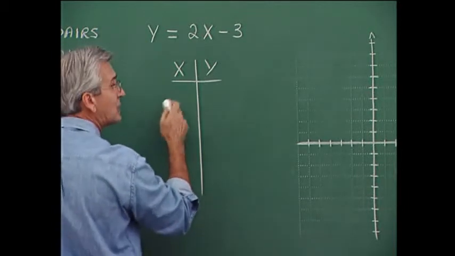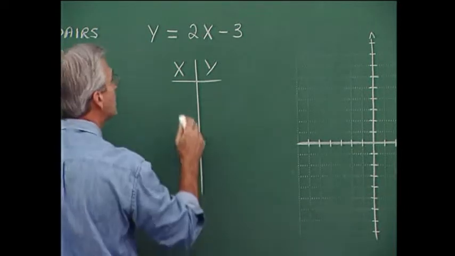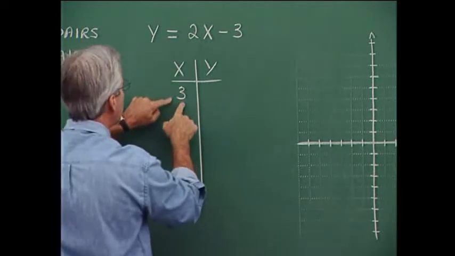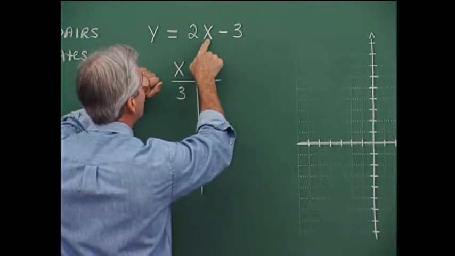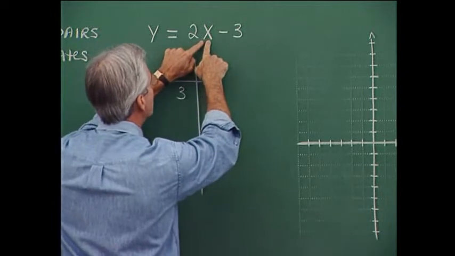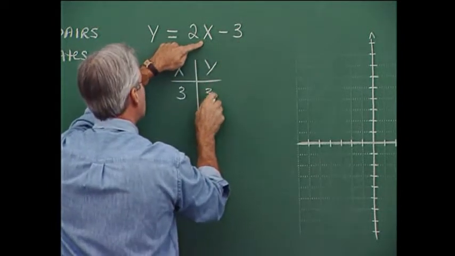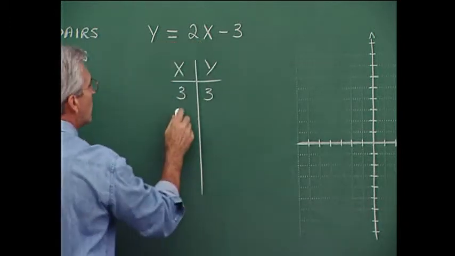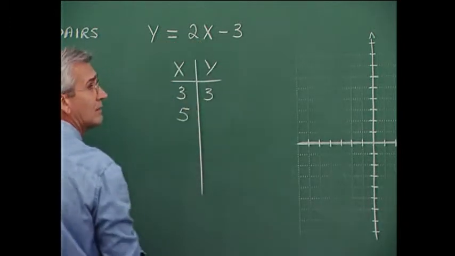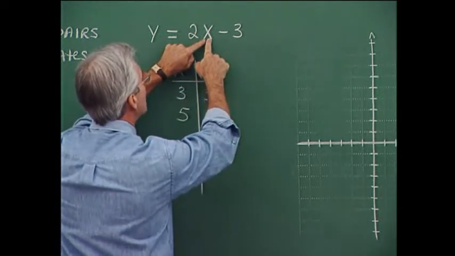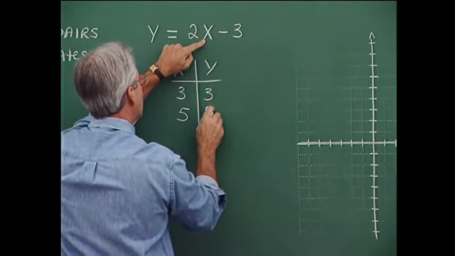Suppose we let x take on an arbitrary value, like, let's say, 3. Now, if x is 3, we just imagine we replace x with 3, we have 2 times 3, 6. 6 minus 3, that's 3. So when x is 3, y is also 3. What about when x is 5? Well, let's see. We imagine replacing x with 5. 2 times 5, 10. 10 minus 3, that's 7.